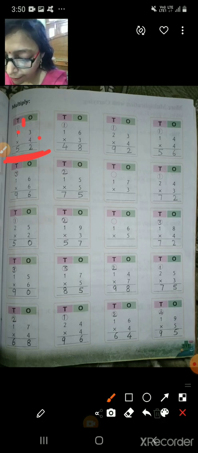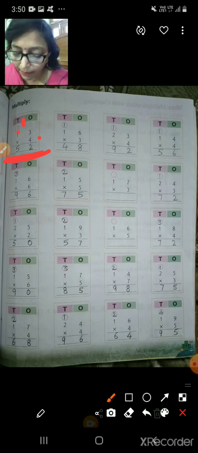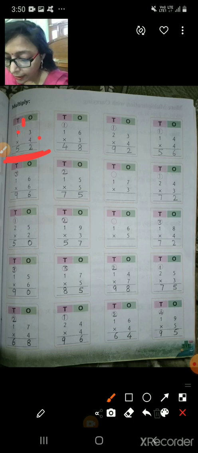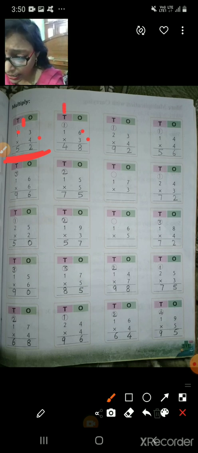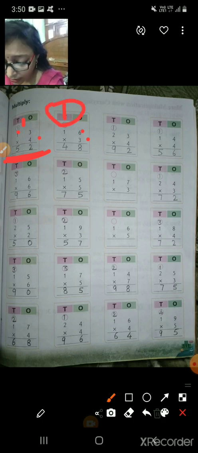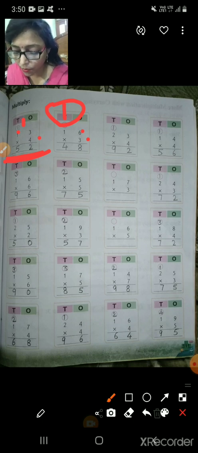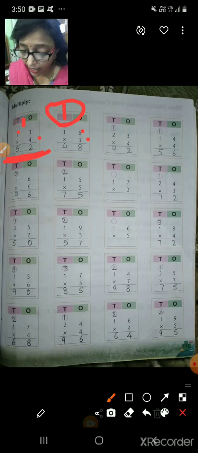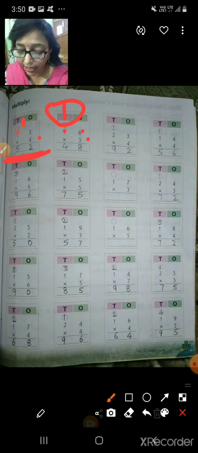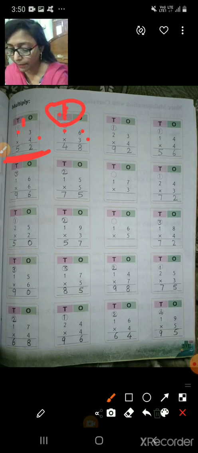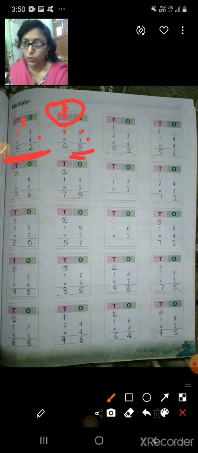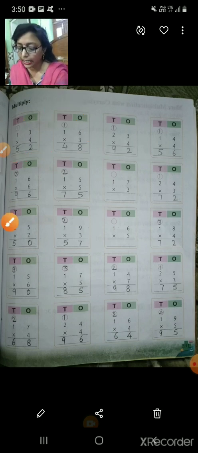Again see here in the second question. Here is 16. We will multiply by 3. First we will take number 6 and multiply by 3. 3 6s are 18. 18, we will write 8 here and carry 1. Then again we will multiply 3 by 1. 3 1s are 3 and the 1 carrying number we will add here. 3 plus 1 is equal to 4. So the answer will be 48.